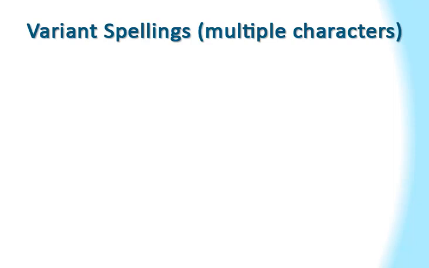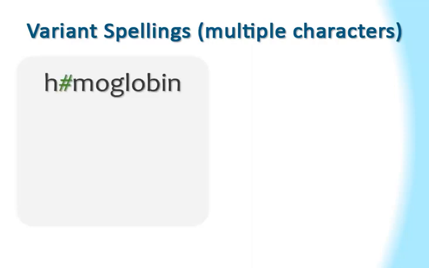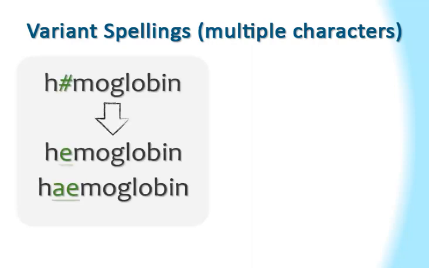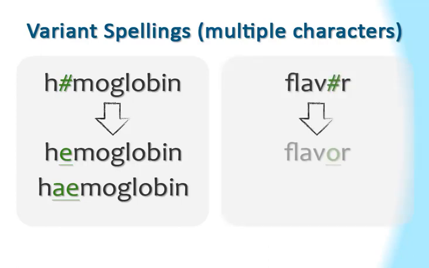Some words may have spelling variations in more than one character. For example, entering H?MOGLOBIN retrieves both American and British spellings of hemoglobin. Entering FLAV#R retrieves flavor and flavour.